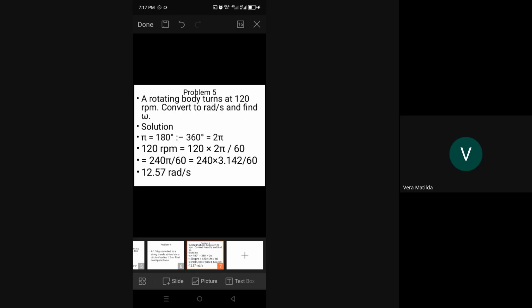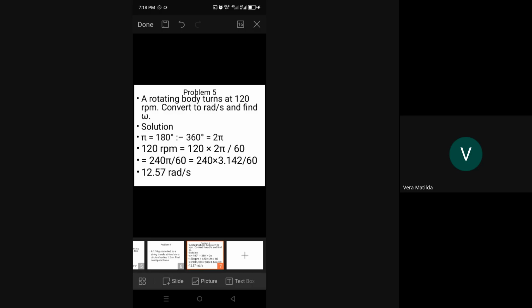Yes, sir. If the object rotates twice, it means the angle will now be 2 times 360 degrees. Is that not so? If it now rotates 120 times, it means the angle will be 120 times 360. Am I right? Are you still following me? Yes, sir. Okay, 120 times 360.